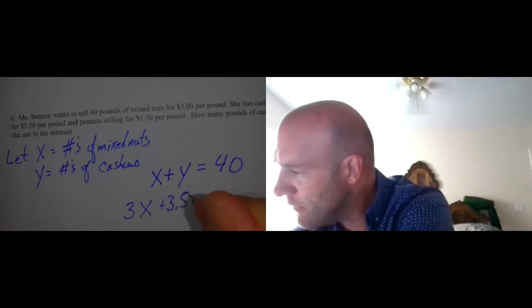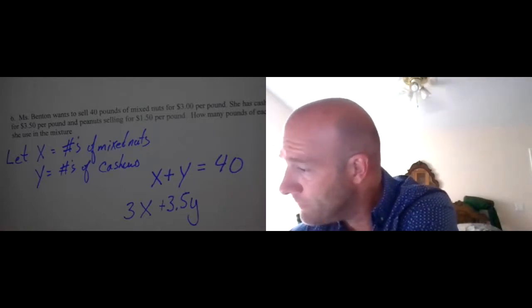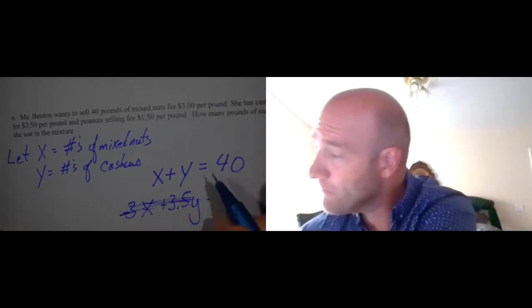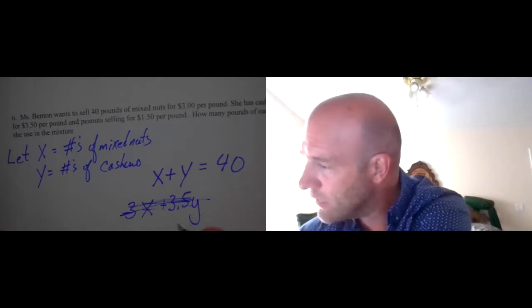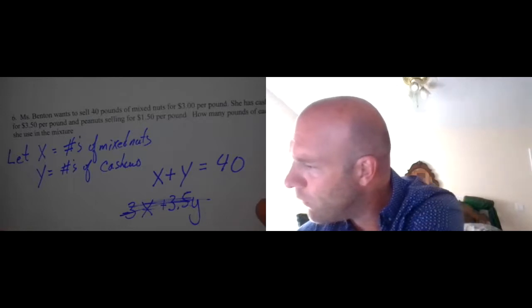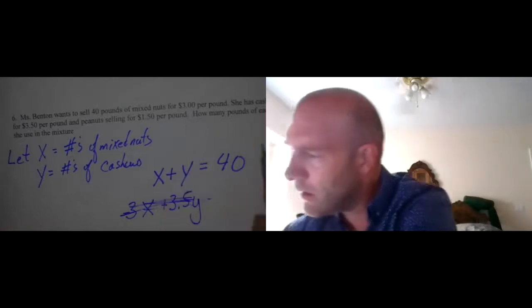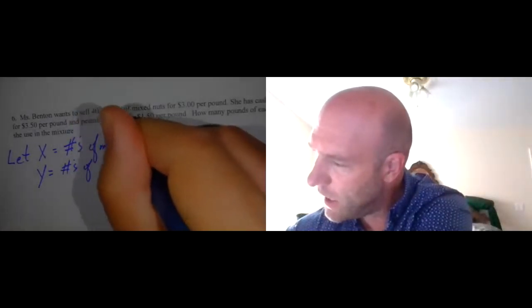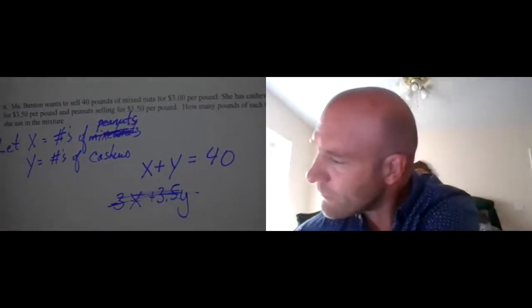$3.50. I could put an extra 0 in there, but it doesn't really change anything. What did I just... Totally missed that one. All right, reading it wrong. Sorry. She has cashews selling for $3.50 per pound. So that is that 3.5. Why? I'm missing something. And peanuts selling for, okay. This was supposed to be peanuts. I got it. Sorry, trying to think too fast.